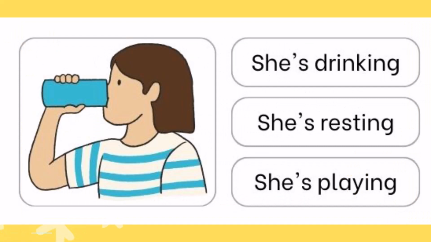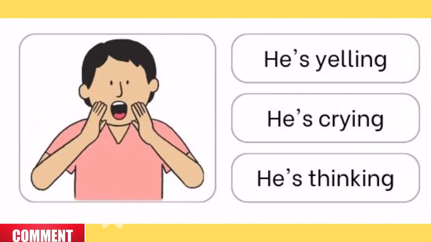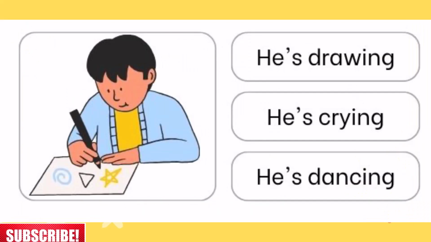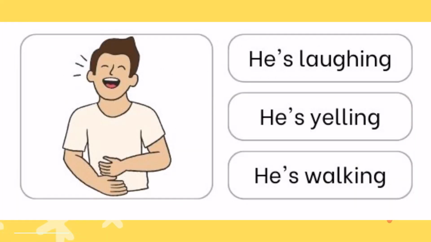She's drinking, she's resting, she's playing. He's yelling. He's crying. He's thinking. He's drawing, he's crying, he's dancing. He's laughing. He's yelling. He's walking.